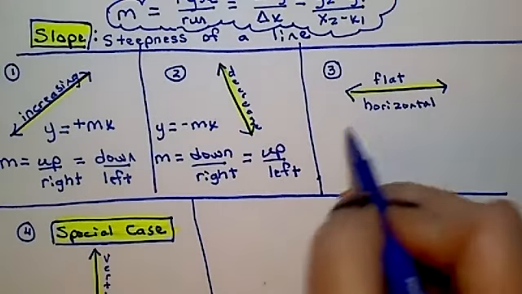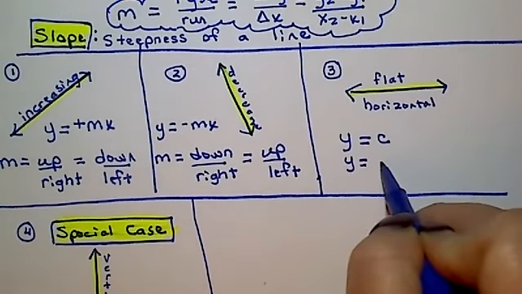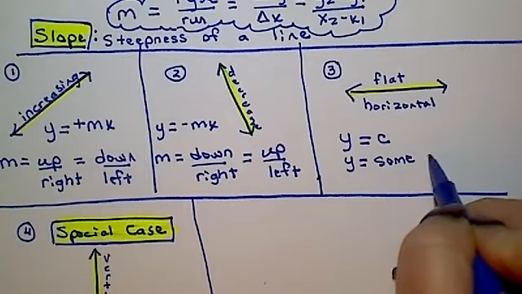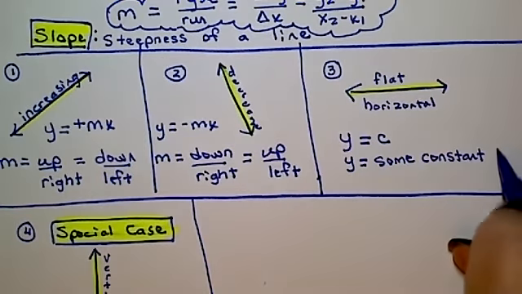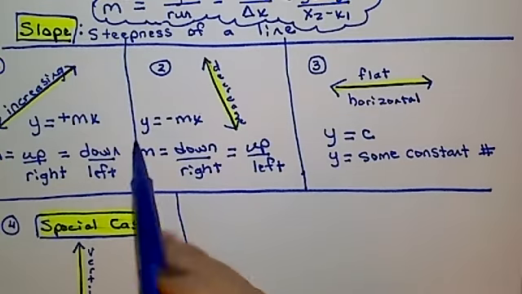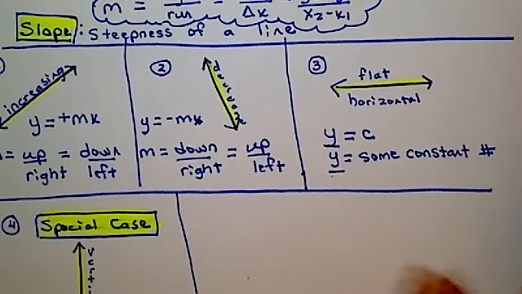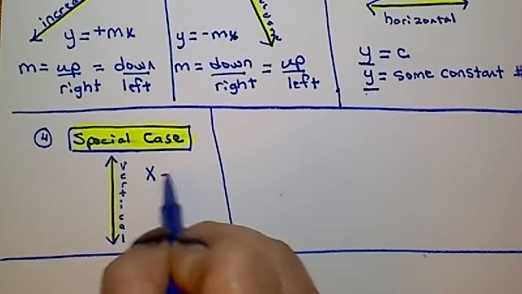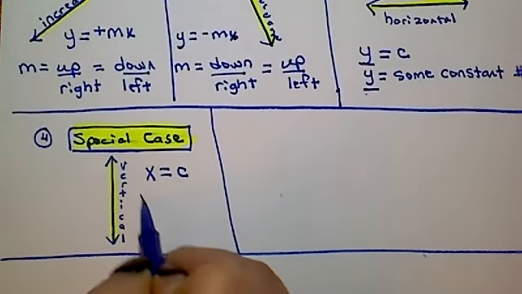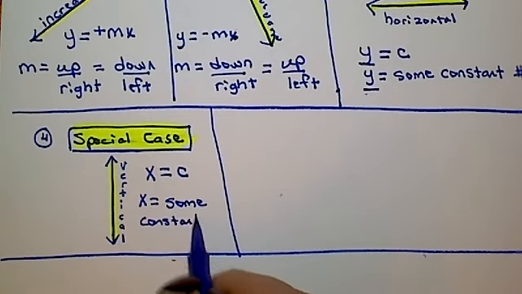If the line is horizontal, you're going to have y equals c, which means y equals some constant number. You will only have a y. You do not have a y and an x. You only have one letter here. Okay? For the special case, this is going to be x equals a constant. So x is going to equal some constant number. You will not have a y in that case.